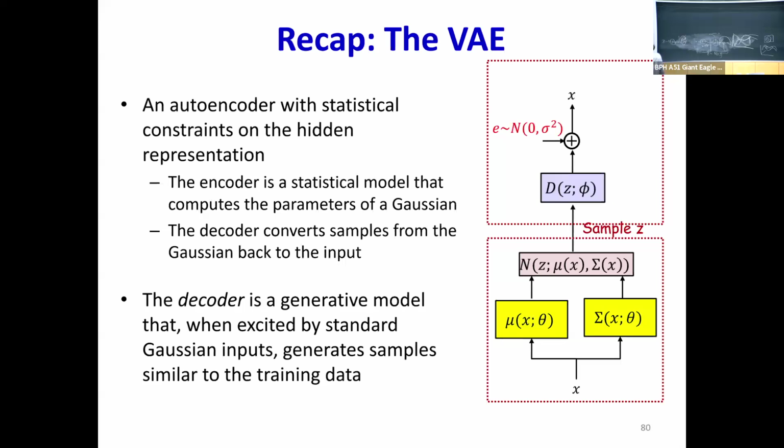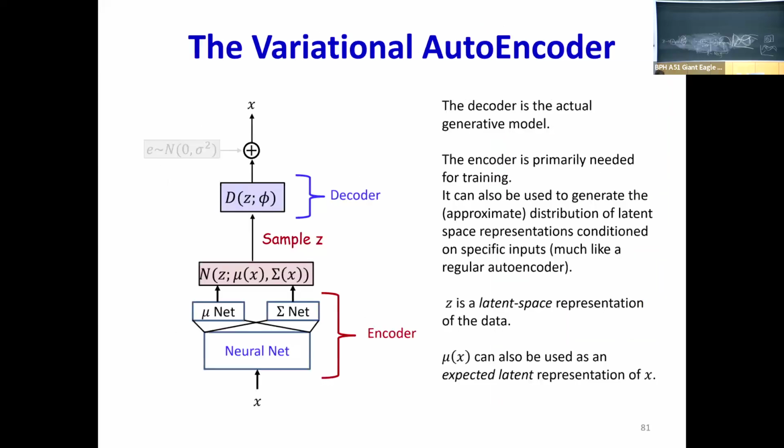So here's the overall model. The encoder is a statistical model that computes the parameters of a Gaussian, the conditional probability distribution of Z given X. And the decoder is a model that can take samples of Z. The decoder is not statistical, but any input from a standard Gaussian should be converted to something that's pretty close to a face, minus some noise, right? Okay, let's see how this works. So it works quite well.